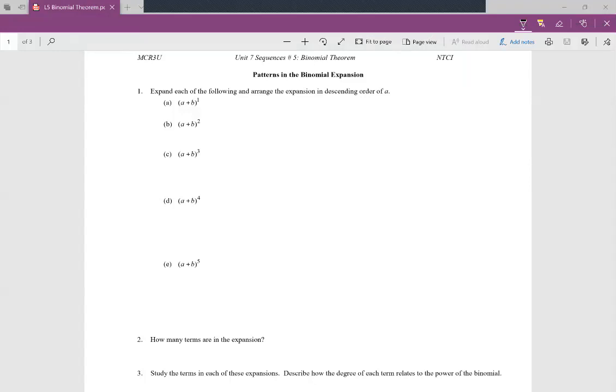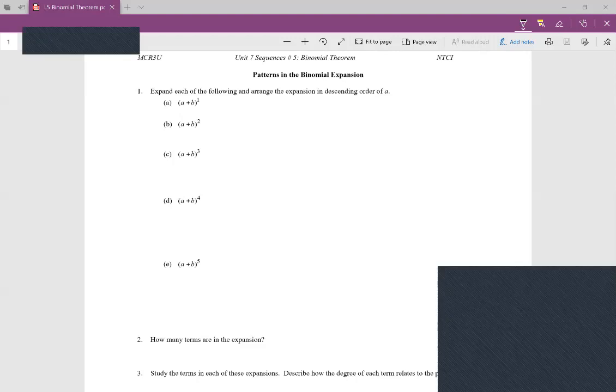MCR3U, Functions 11, Binomial Theorem. Today we're going to be looking at the binomial theorem and Pascal's triangle. The basis behind this is to expand relatively easily. What you see in front of you is the package that was given out in the Google Classroom. Again, feel free to pause the video if you need some help. I'm just switching my tablet now to make sure I can write properly.